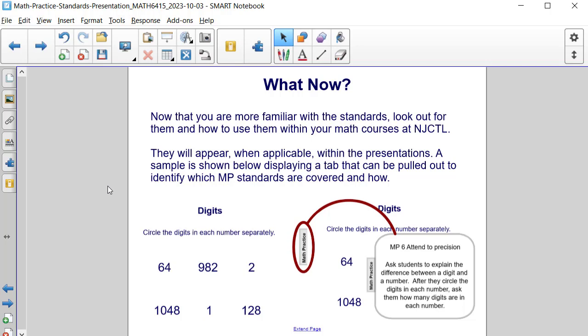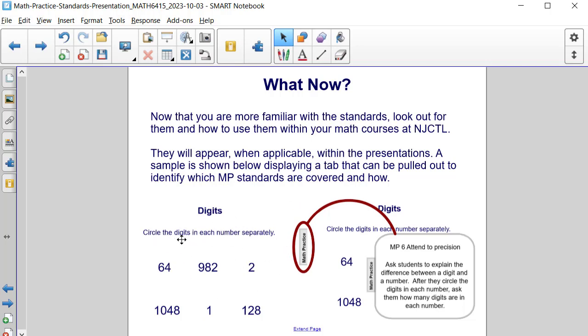A sample is shown below, displaying a tab that can be pulled out to identify which mathematical practice standards are covered and how. If you're opening it in either PowerPoint or Google Slides, while you're in present mode, you would have this slide appear first and the tab will be off to the right. And then when you press the next arrow or click on a mouse button, the math practice pull tab will then come out. So this is a sample from a second grade presentation.